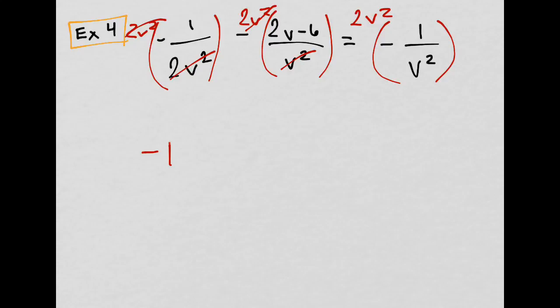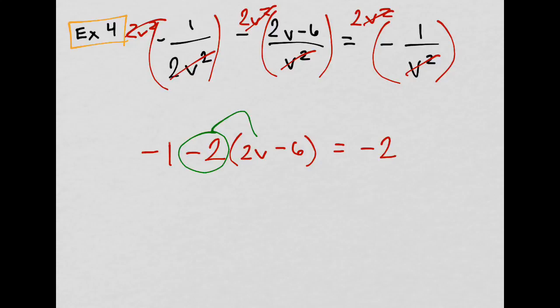Oh, you definitely need parentheses here. We have minus 2 and then parentheses around 2v minus 6. It's very important that you have the negative 2 and the parentheses right there, because the negative 2 gets distributed. So we'll do that. And then we also have 2v squared divided by v squared, so that goes away, and we're just left with 2 times negative 1. 2 times negative 1 is negative 2.